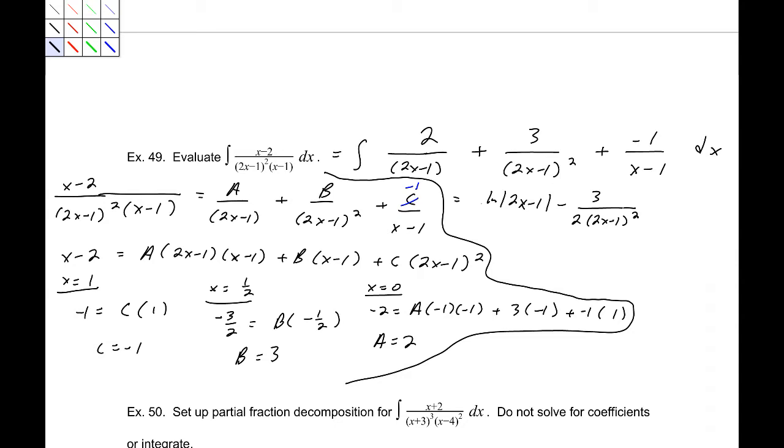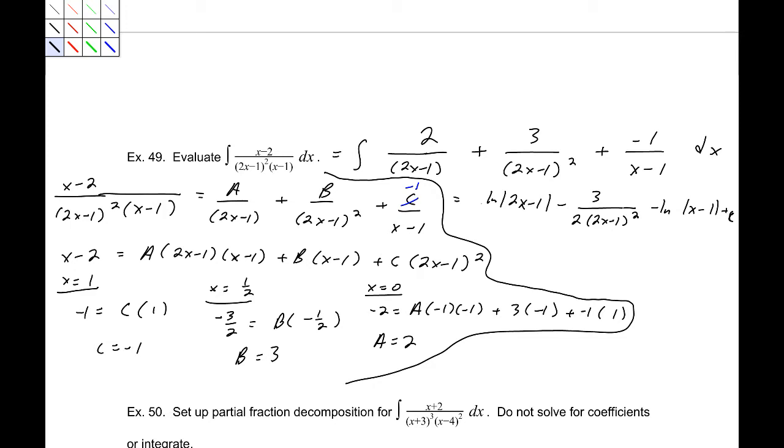Okay, minus natural log of absolute value of x minus 1 plus c. Alright, so if we took the derivative of this, it ought to work out. Now the last one I see, the second one, I'm going to write this up here.